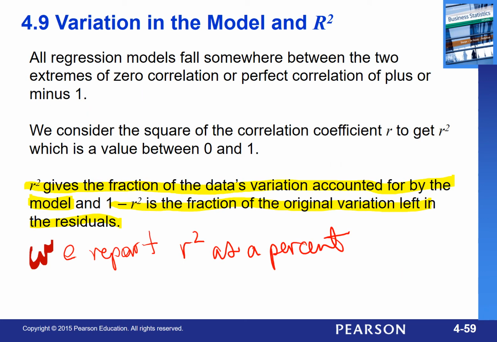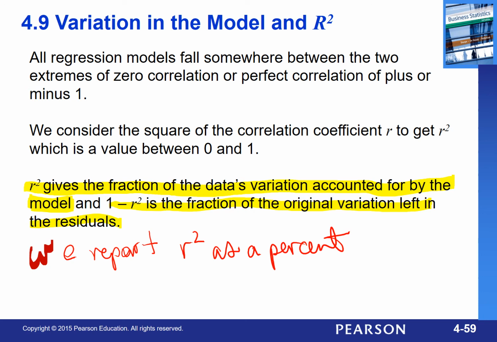So really, R squared gives us, and I'm going to underline this as I speak because this is the most important part, so watch where I'm going with this, or I'm going to highlight it. R squared gives us really the fraction of the data's variation accounted for by the model. How much did the model explain?